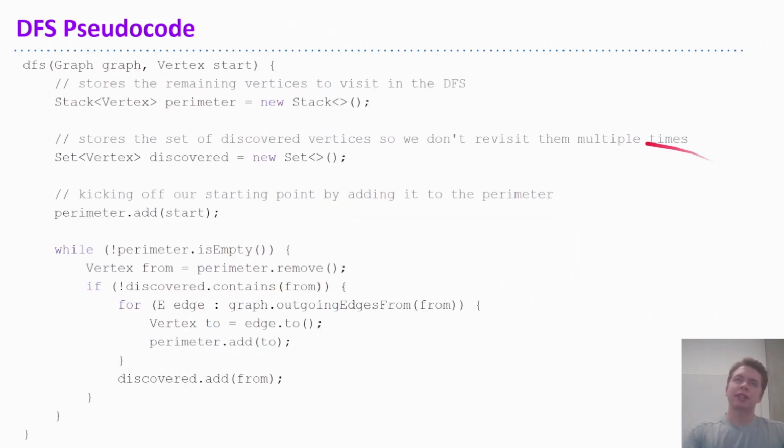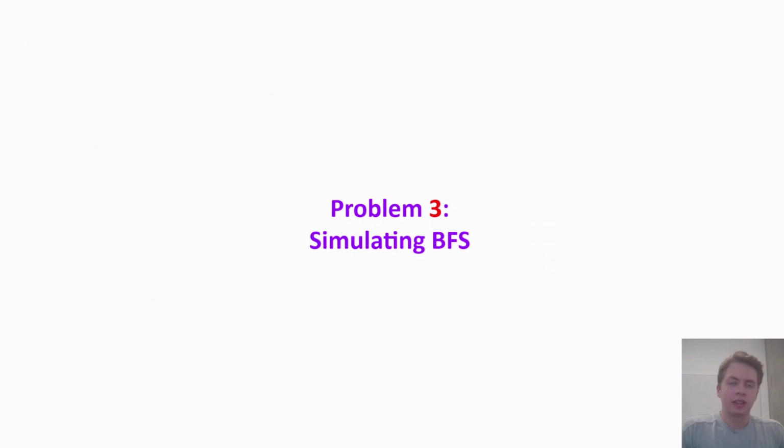Here's the pseudocode for DFS. And notice that it's exactly the same, except for the data structure we use to host nodes that we're going to explore is the stack instead of a queue. And everything else is exactly the same. Great. Pause the video here and see if you can run through BFS in problem 3, and then I'll go over it.